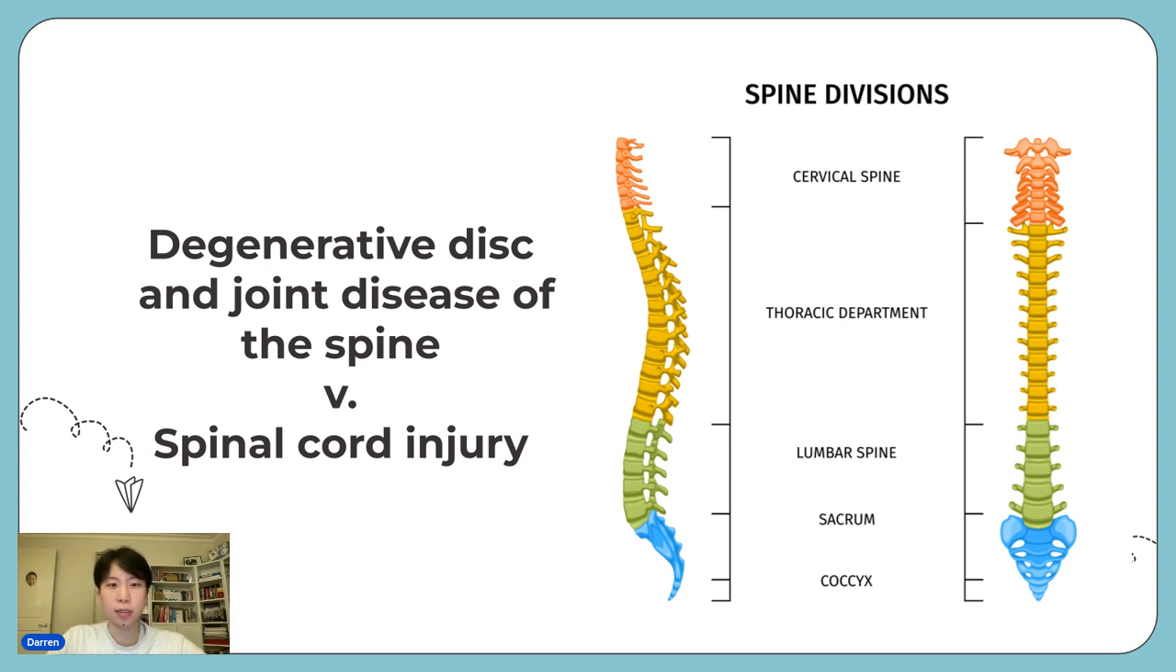The next topic is degenerative disc and joint disease of the spine and spinal cord injury. One's acute, one's more chronic. I feel like this isn't too bad. Just be mindful of, is it bilateral or unilateral, and where do the problems start? Is it from the arms down? Is it from the legs down? And that will help you localize what's happening.